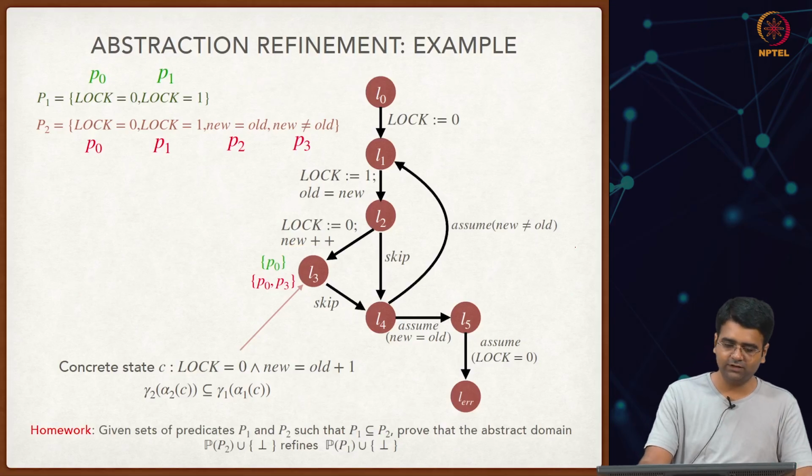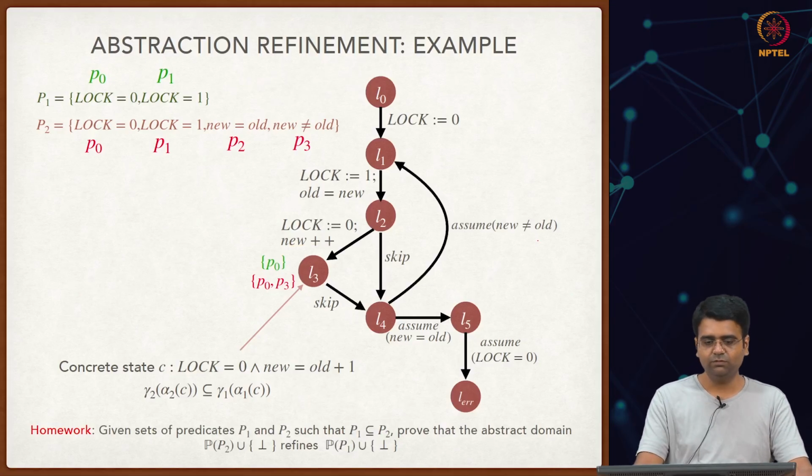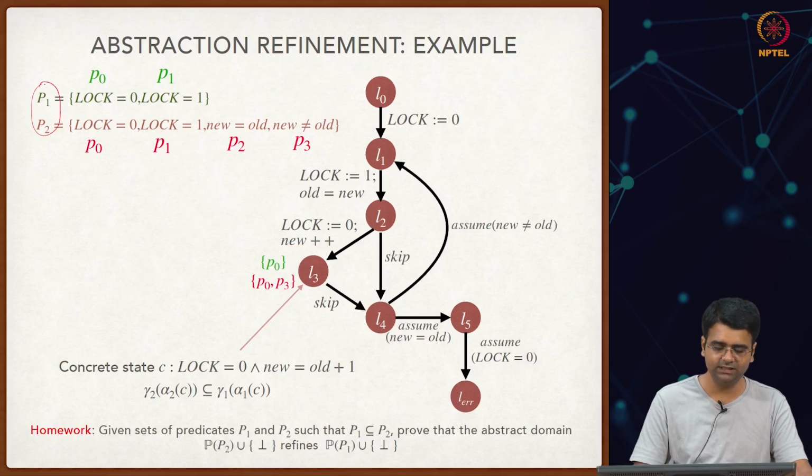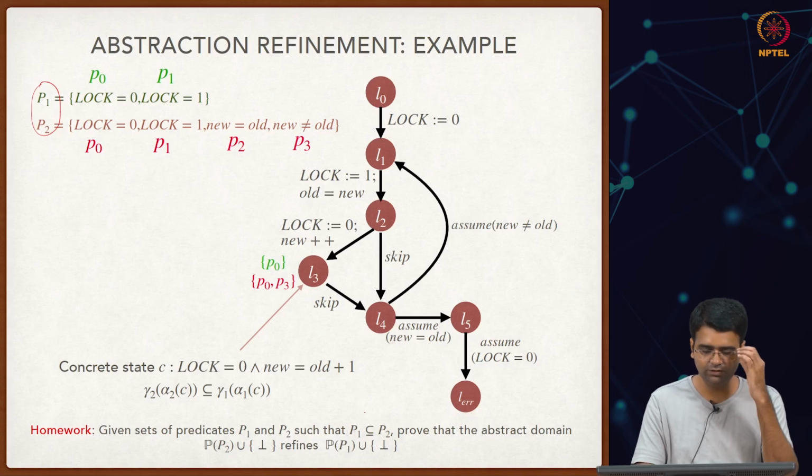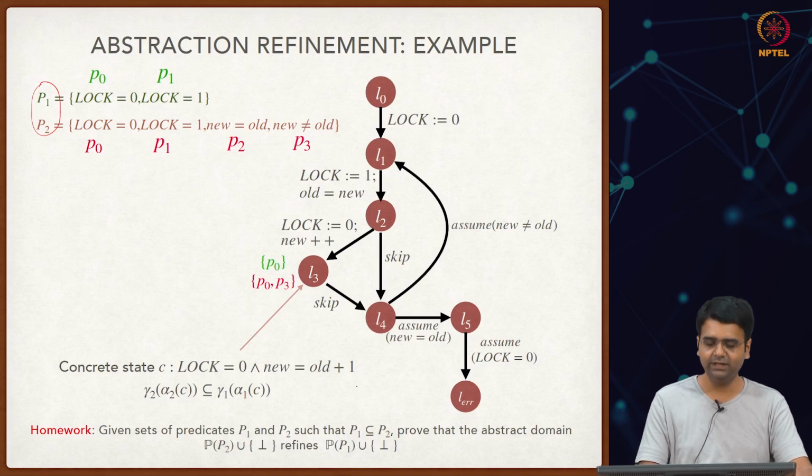As homework, you can do this exercise. Here we have shown abstraction refinement for a specific example of P1 and P2, but this is true in general. If you are given sets of predicates P1 and P2 such that P1 is a subset of P2, then you can prove that the predicate abstraction domain parameterized by P2, which is power set of P2 union bot, refines the predicate abstraction domain parameterized by P1, meaning power set of P1 union bot. For this you will have to show the definition of abstraction refinement.